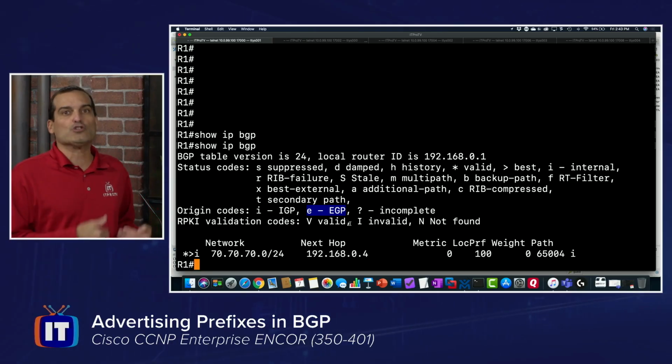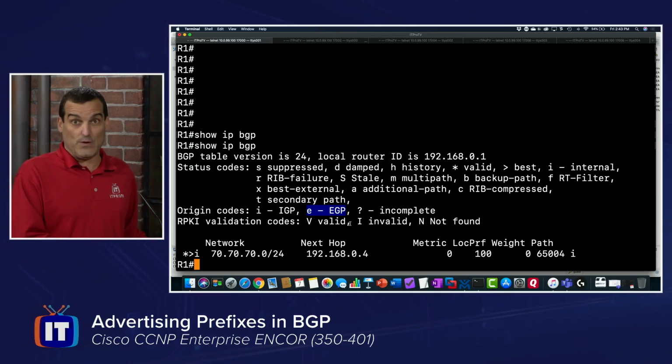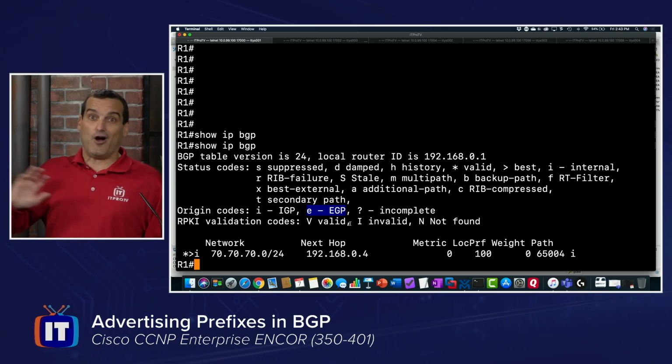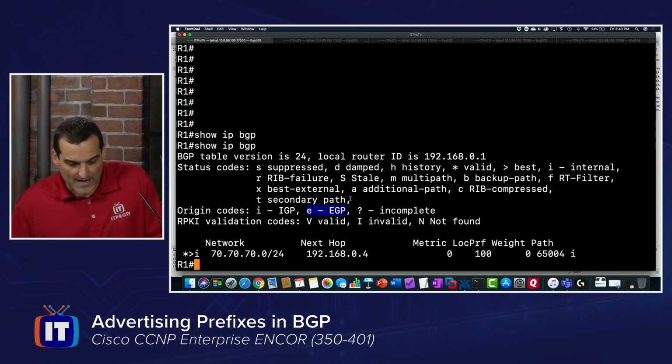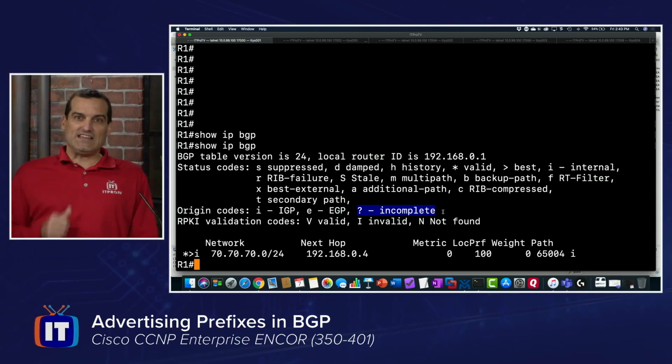This is the older version of Border Gateway Protocol, which was called Exterior Gateway Protocol, which is now in the archives, you know, the Museum of Natural Science and Computer History. There is no such place. I just totally made that up, Ronnie. The incomplete we're about to see in a second.